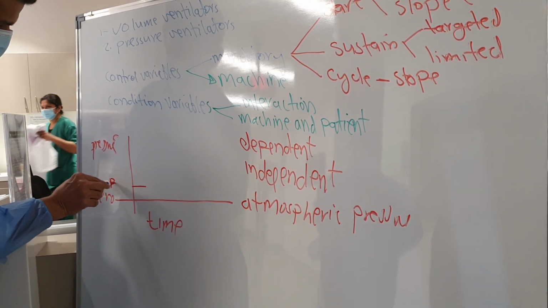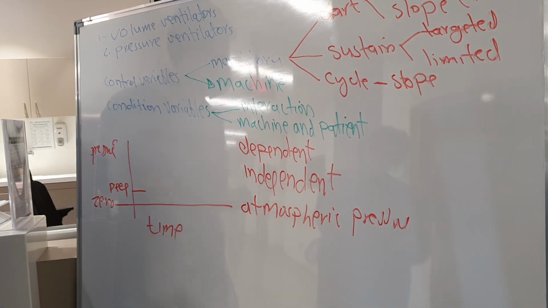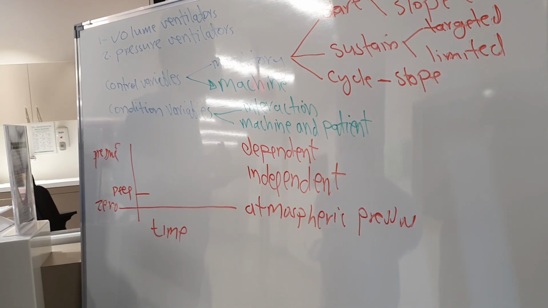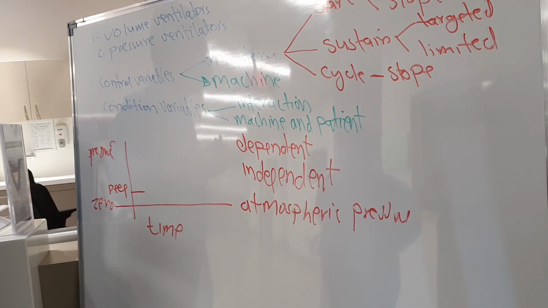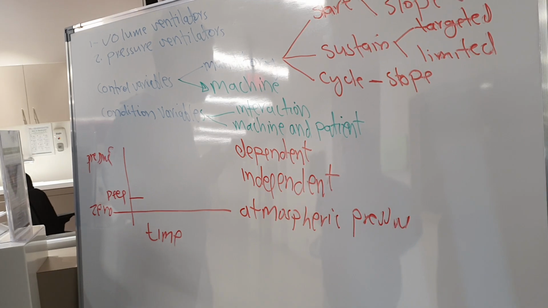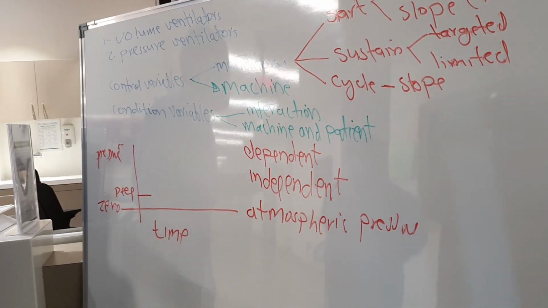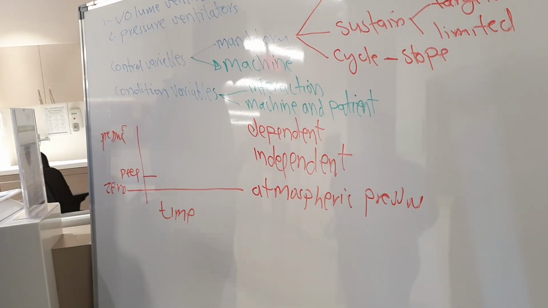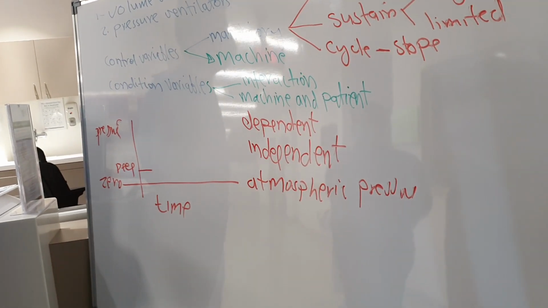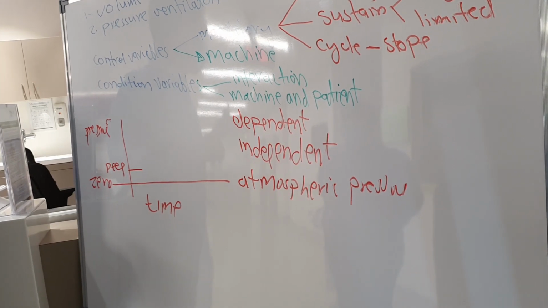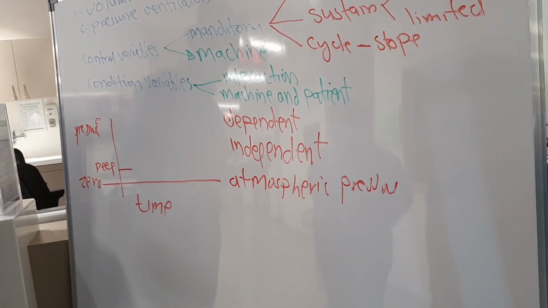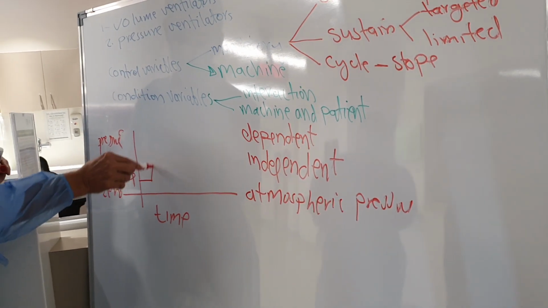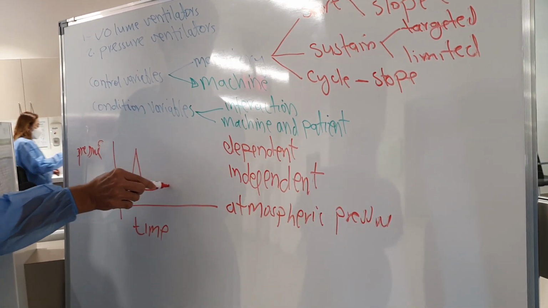So this is PEEP. It's the pressure applied to keep the alveoli open during the whole inspiratory cycle. But because in inspiration there is PIP, we always say it during expiration. Okay? So the PEEP is the pressure needed to keep the alveoli open during expiration, or positive end-expiratory pressure. I will show you. During inspiration, we take in, so we take the PIP, and then we go back.